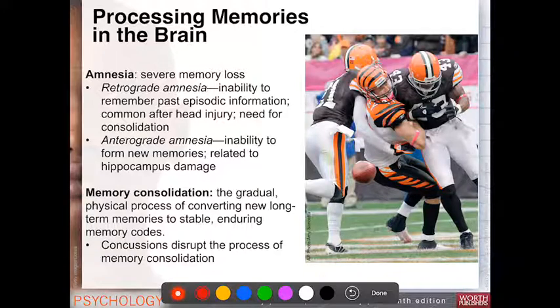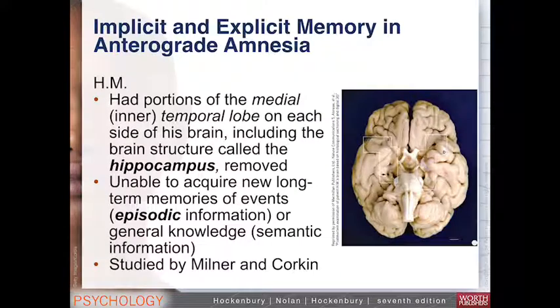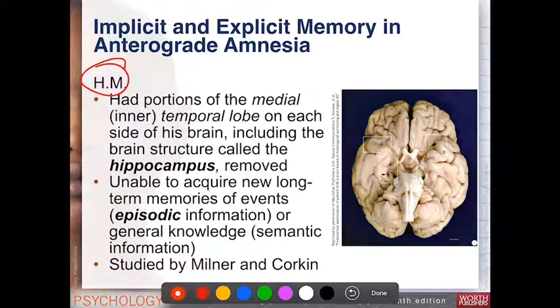There's a very rare case that we're going to talk about, a case of anterograde amnesia, and the person is called HM. HM is a very famous patient, very famous case study, and for the longest time, we as the psychology community didn't know who he was. His identity was protected because he was still alive.